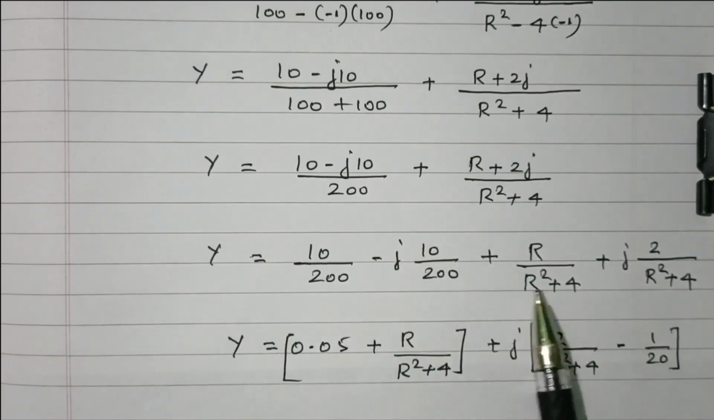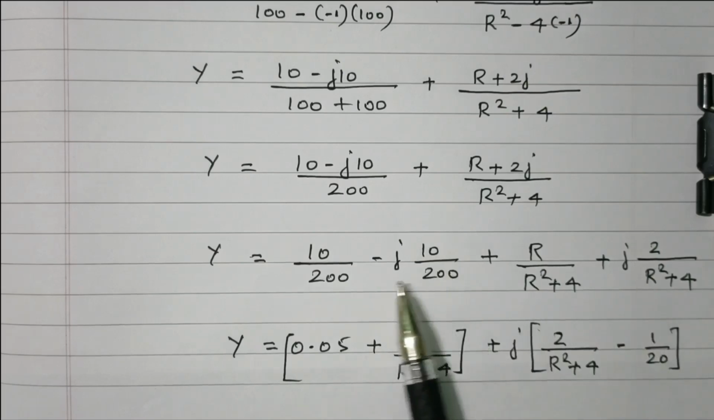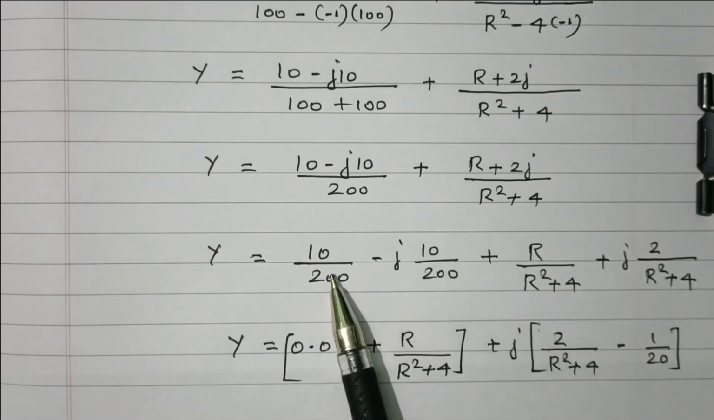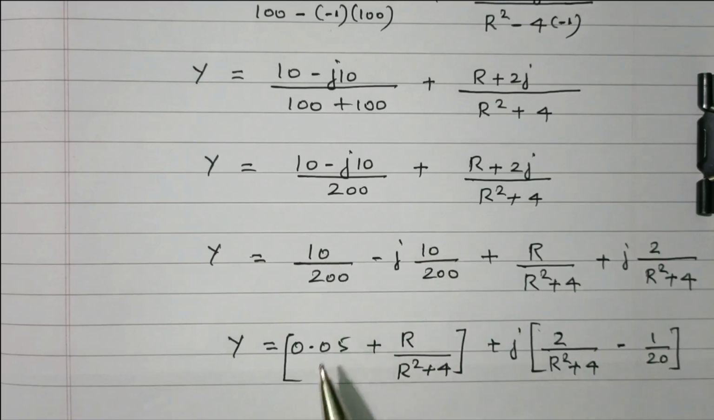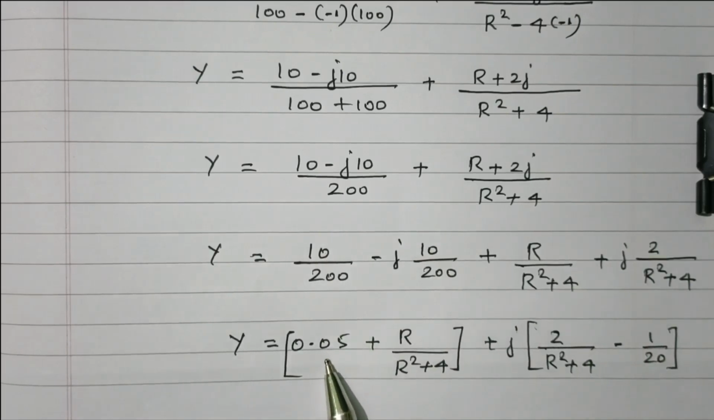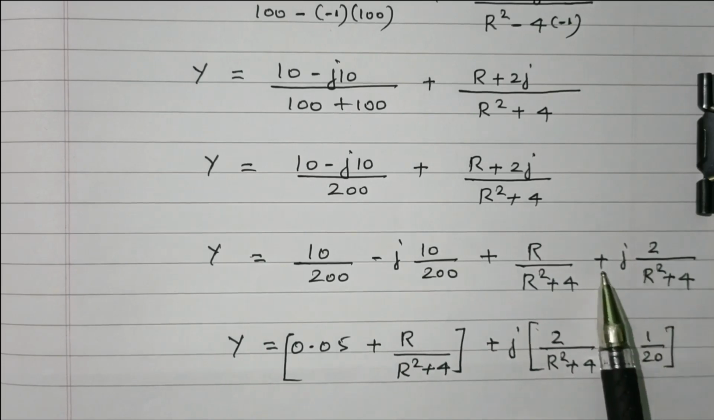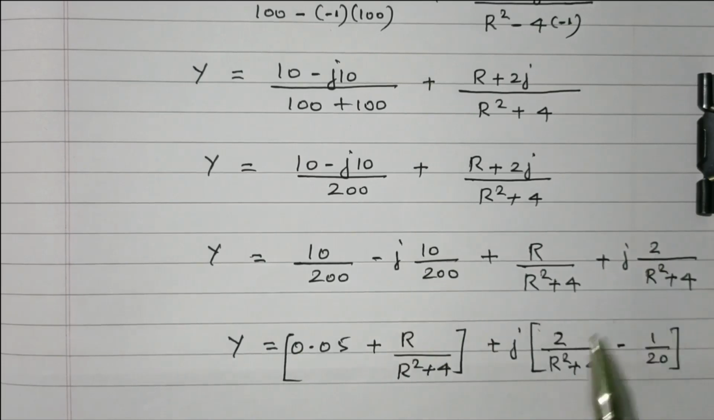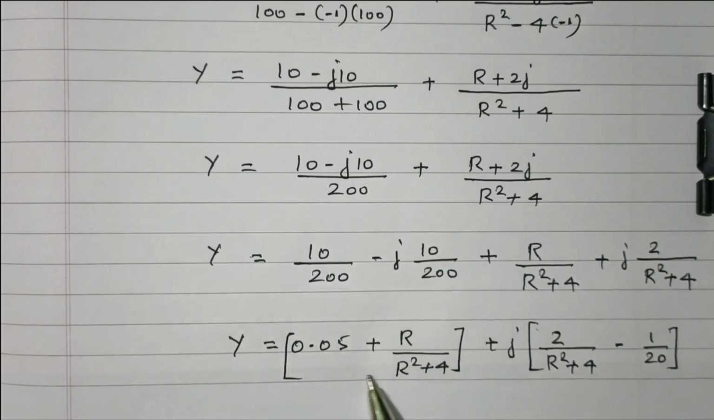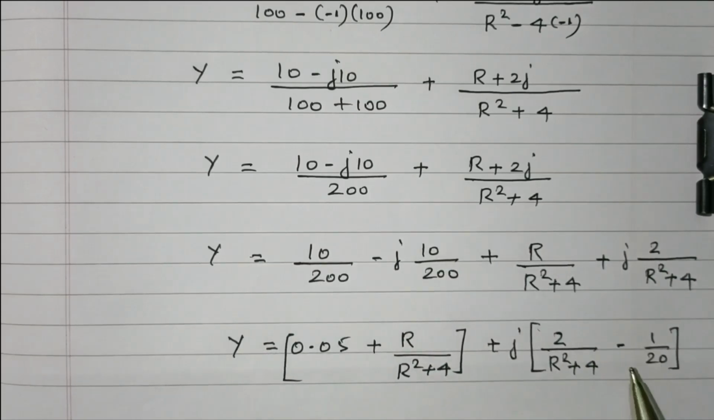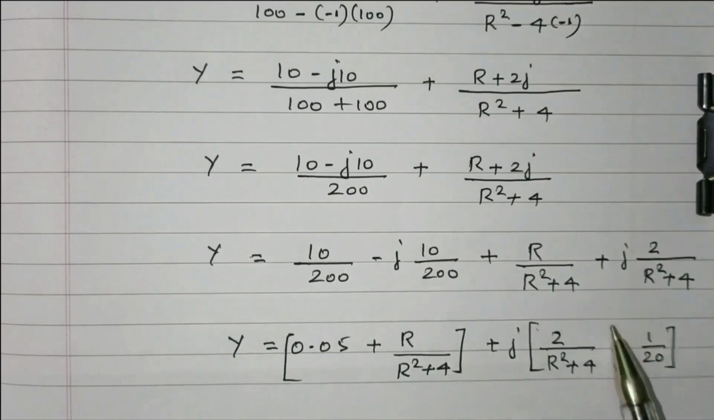Now these two terms are real terms. These are all imaginary terms: real part, reactive part. So these two terms are written separately. 10 divided by 200 is 0.05, 0.05 plus r square, r divided by r square plus 4. Here j is taken common. First this term is written because here plus is there, here minus is there. So 2 divided by r square plus 4 minus 10 divided by 200 is 1 by 20. So this is now the real term. This is the reactive term. So based on the resonance condition given, this reactive part is 0.